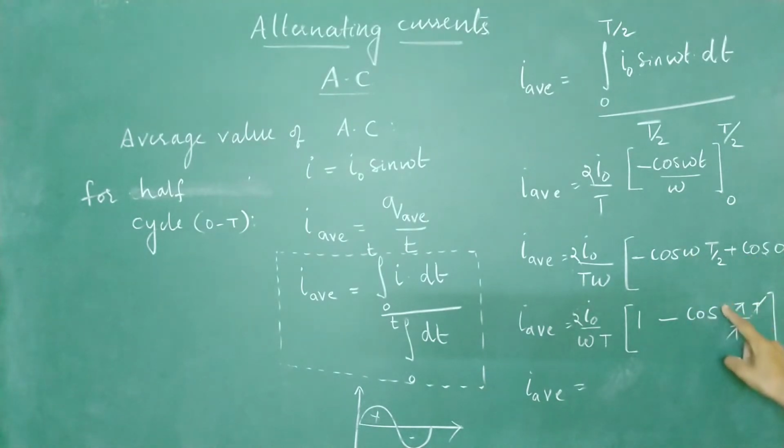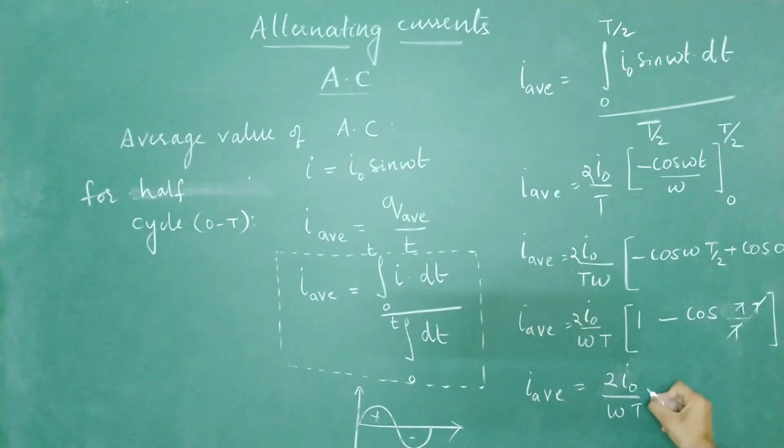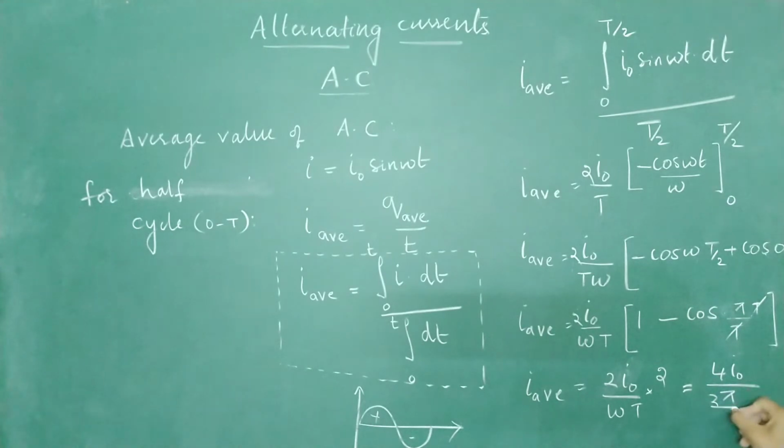Omega is 2 pi by T into T by 2. The 2 gets cancelled. What is the value of cos pi? Cos 180 is minus 1. So you will get 2 I naught by omega T into 1 minus of minus 1, which will be 2. When you put omega as 2 pi by T, 4 I naught by 2 pi by T into T. T will anyway get cancelled.